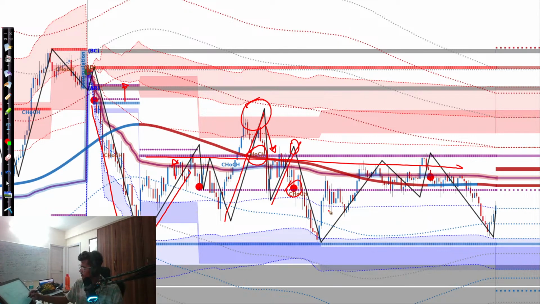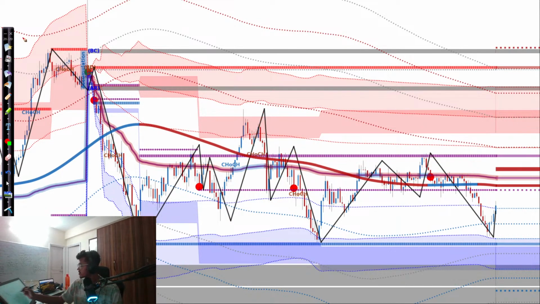Okay, now here what was happening is this market came to this value area and it got rejected from there. Okay, so that's a really good place to take a trade. You see this doji is forming there.